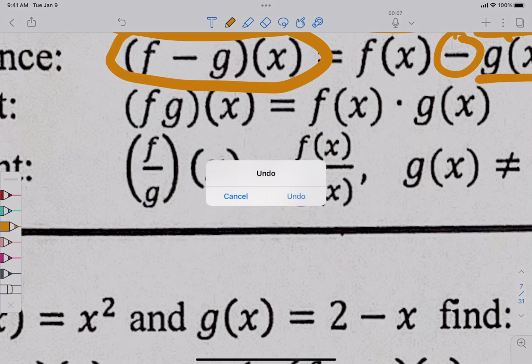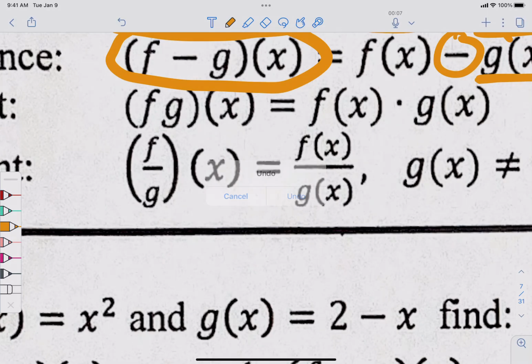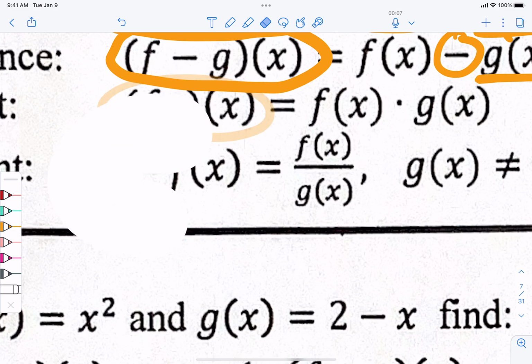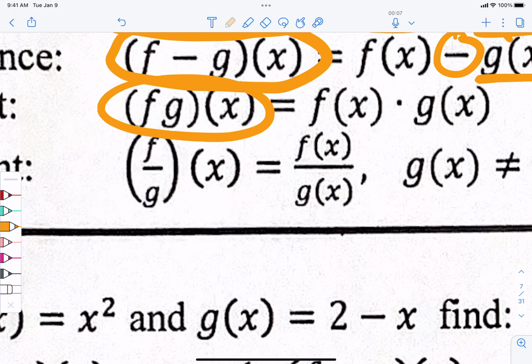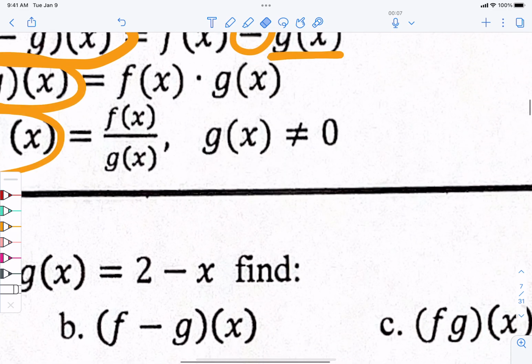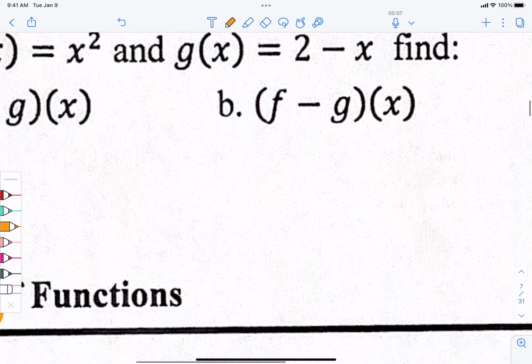FG, when they're right next to each other, a lot of people confuse this with f of g or g of f. F times G is just FG, written right next to each other. That just means f times g, so multiply. F divided by g is f over g, or they could say g over f. The f does need to be on top and the g on the bottom. And a lot of times we'll designate what g can't be if we have a division.